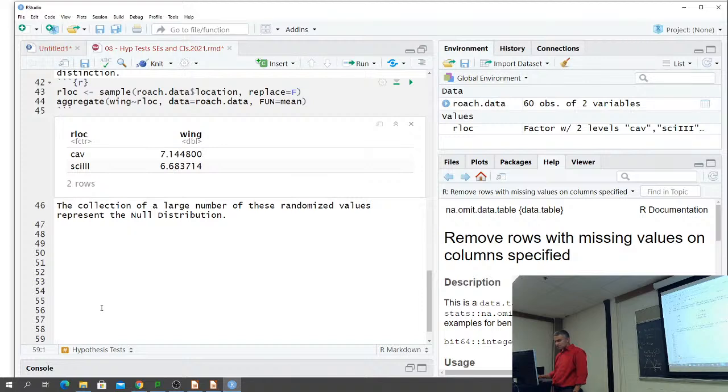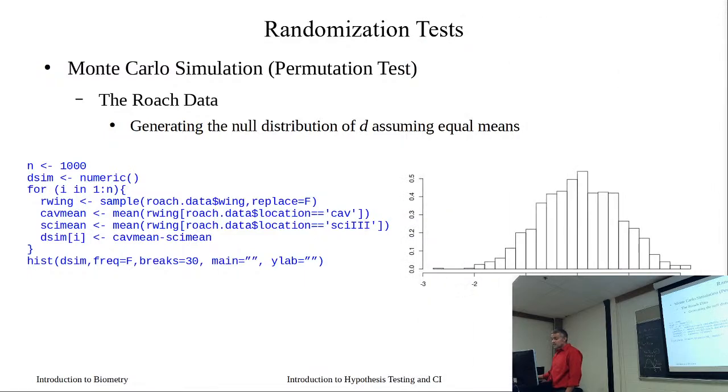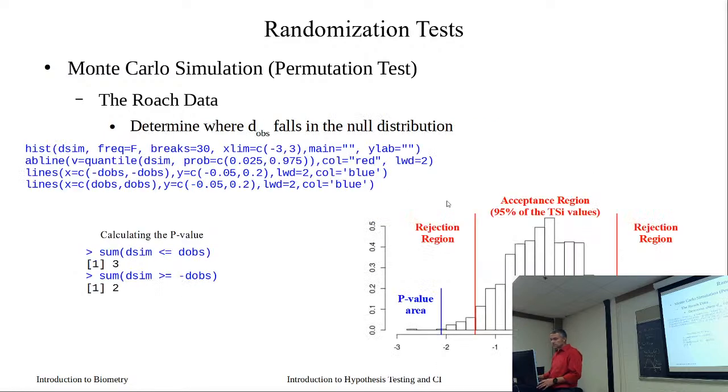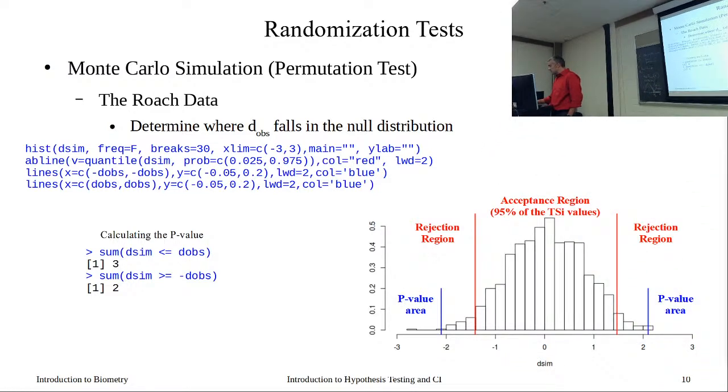All right. So we have that. We have our null distribution. How do we get our p-value? Well, our p-value is going to be compared to this null distribution. And our p-value is the difference in the wing lengths that we actually observed. All right. So this would be like a histogram of all of our differences. That's our null distribution. And then we compare our value to this distribution.